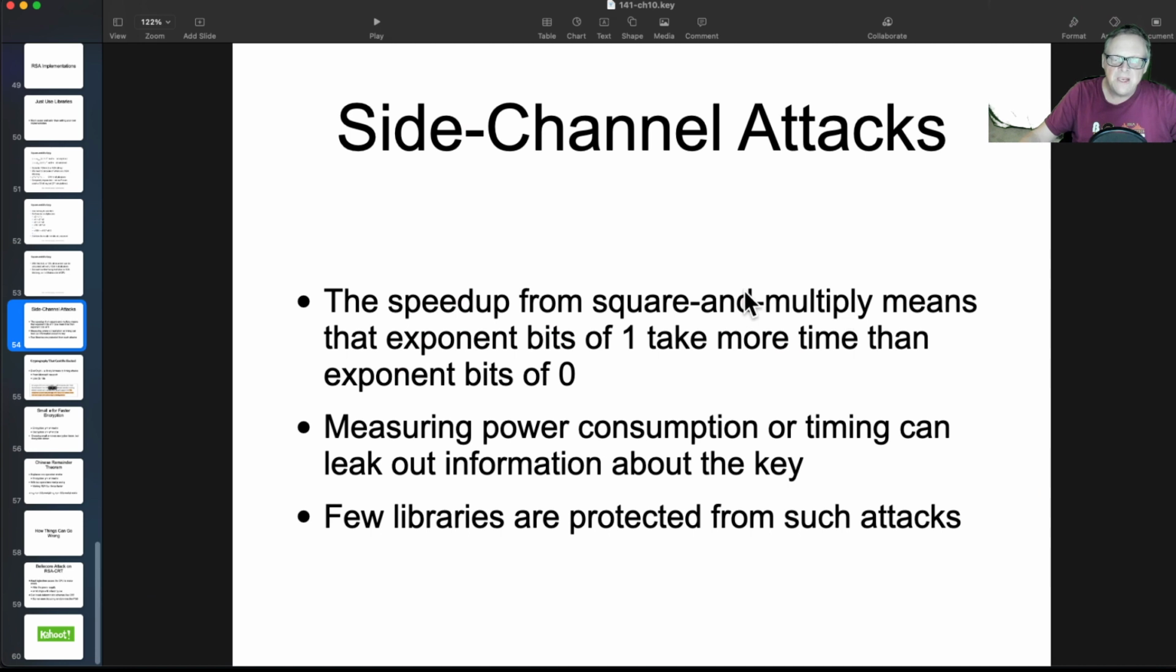Now, this means, however, that exponent bits of 1 take more time than exponent bits of 0. You're multiplying a lot of numbers together, so if there's a 1024 in it, you include that. If there's a 512 in it, you include that. If there's no 512 in it, you don't include that, and you save time by moving forward. So that means the encryption will be faster for some values of the exponent than others, and if you measure power consumption and your timing, it can leak out information about the key. This is not easy to prevent.